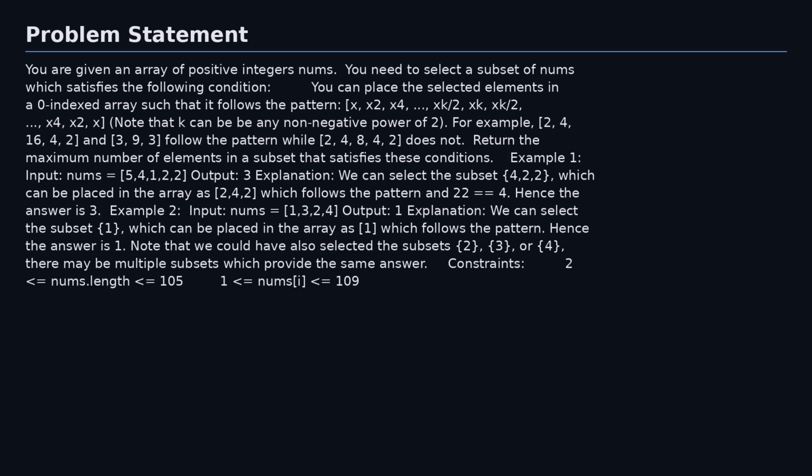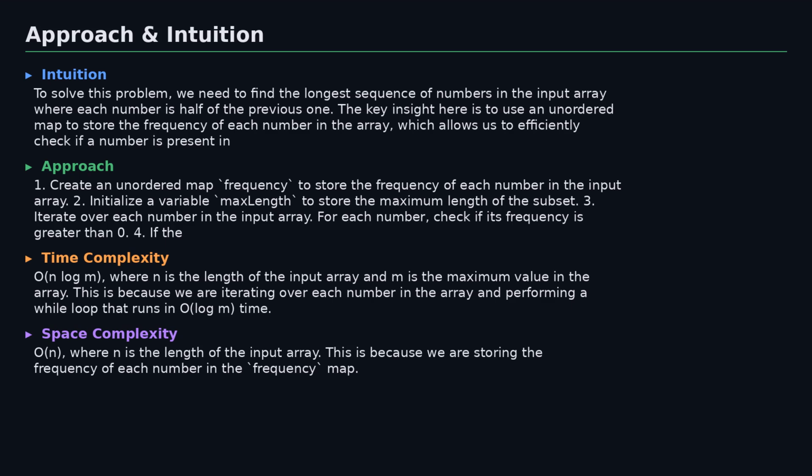of the previous one. Think of it like a game of divide and conquer. Imagine you're playing with a bunch of blocks, and each block can be divided into smaller blocks. The goal is to find the longest chain of blocks where each block is half the size of the previous one. The key insight here is to use an unordered map to store the frequency of each number in the array. This allows us to efficiently check if a number is present in the array, which is crucial in finding the longest sequence. Now that we have the intuition, let's walk through the solution.